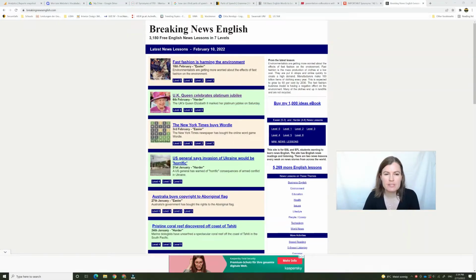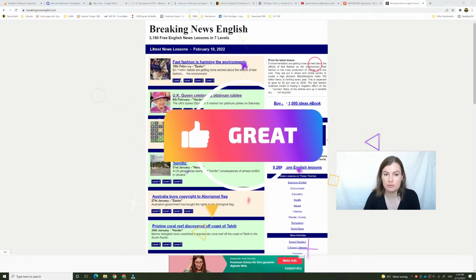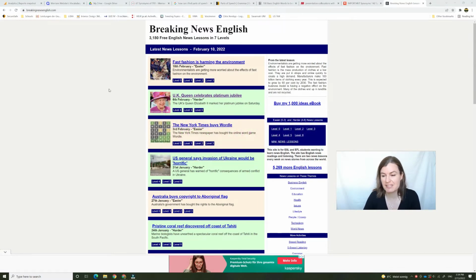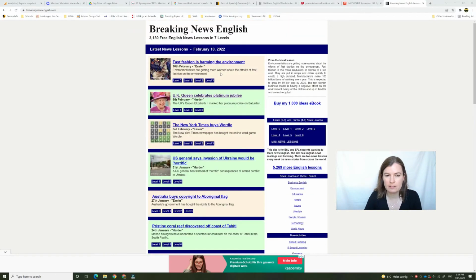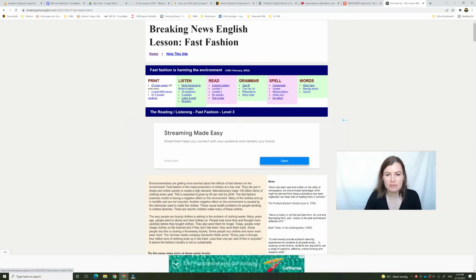So here you see you have so many articles based on the latest news, right? You have over 3,000 free English news lessons. It's amazing. They are arranged in order of level between 0 and I believe 6 is the highest level, upper intermediate or advanced. For every article, print lessons, listening, reading, grammar, spelling, and words. And words is the one I want to show you today.